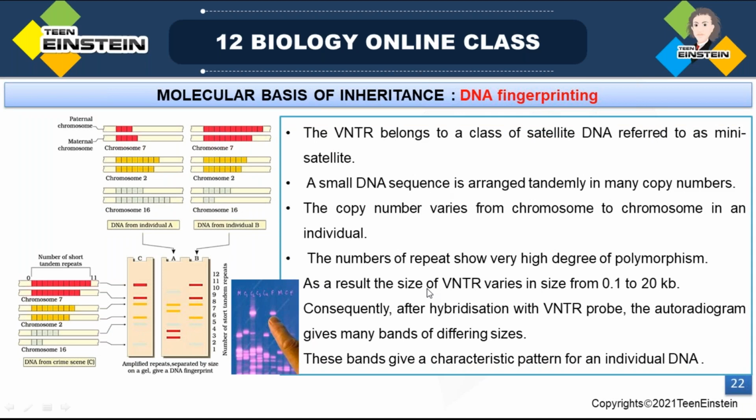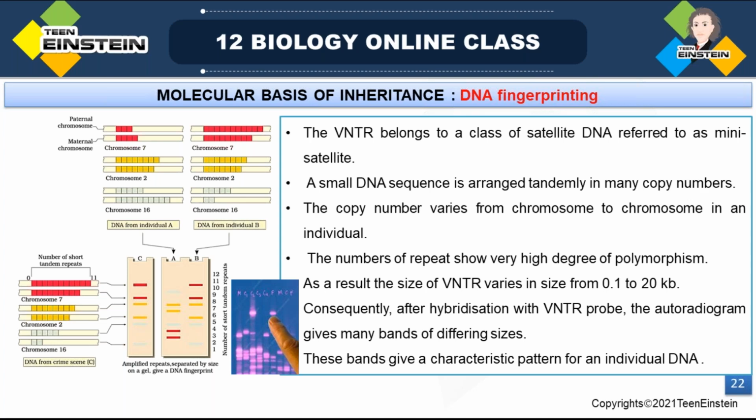Then here, VNTR, or variable number of tandem repeats. That belongs to the class of satellite DNA. Okay, this is referred to as minisatellite. Got it? The small DNA sequences are arranged tandemly, and the copy number of this will be more. And the copy number varies from chromosome to chromosome, in each individual.